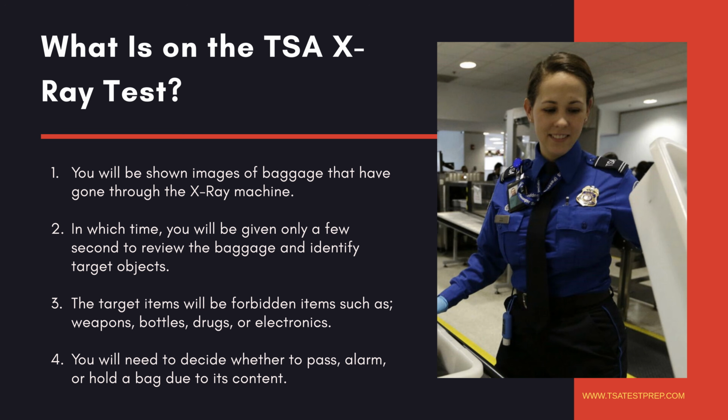What's on the TSA X Ray Test? Let's take a deeper look. First, you'll be shown images of baggage that have gone through the X-ray machine, in which time you will be given only a few seconds to review the baggage and identify target objects. The target items will be forbidden items, such as weapons, bottles with liquid, drugs, or electronics. You will need to decide whether to pass, alarm, or hold the bag due to its contents.